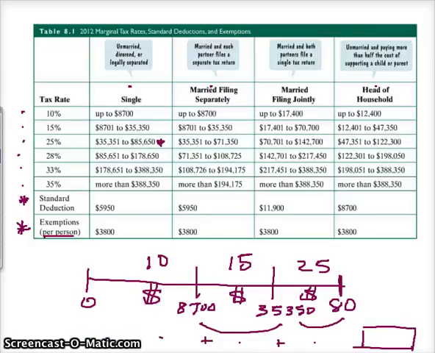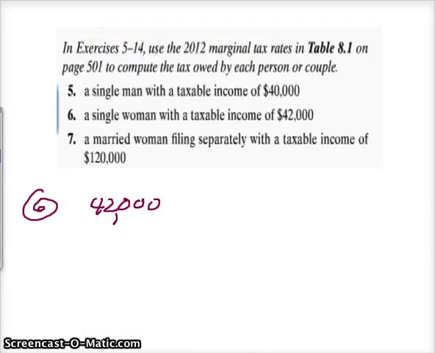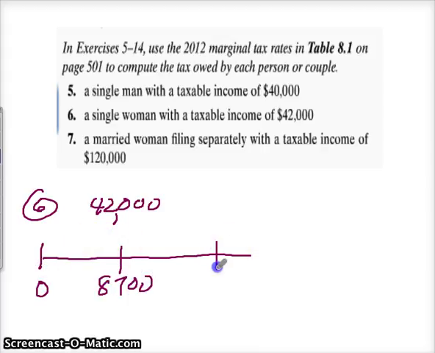So again, here's the chart. It's a single woman, 42,000. That's going to be in the 25% tax bracket. Okay, so again, you know, I'm getting in trouble making this too easy. Okay, 0, 8,700. Okay, and I forget what that number was. What was it? 35. Let's go back there.